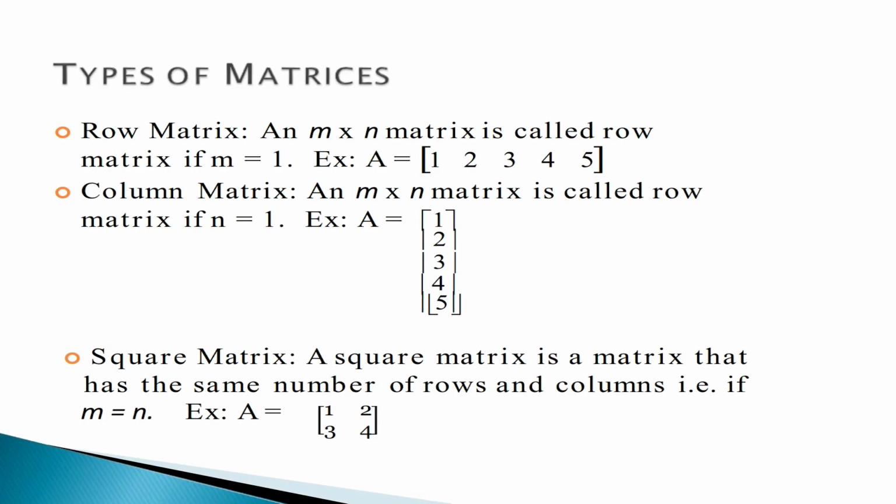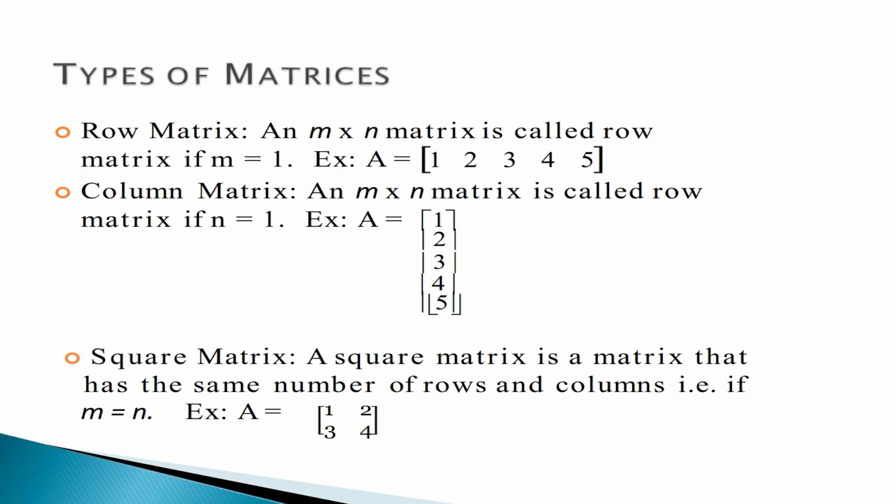Next is types of matrix. What is a row matrix? A matrix is said to be a row matrix if it contains only one row. That is, an m cross n matrix is a row matrix if m is equal to 1. Here is example 1: A is a row matrix containing the elements 1, 2, 3, 4, 5. Here the number of rows is 1 and the number of columns is 5. Similarly, a column matrix: a matrix is said to be a column matrix if it contains only one column. That is, an m cross n matrix is called a column matrix if n is equal to 1.